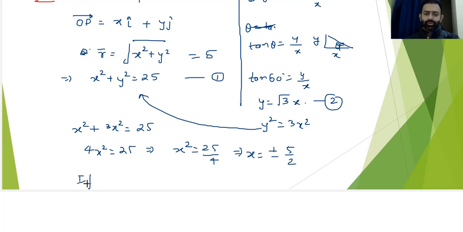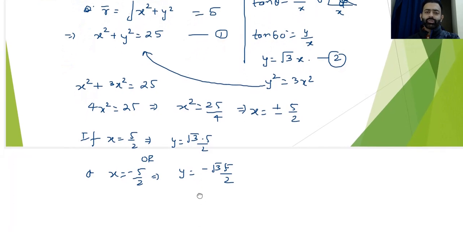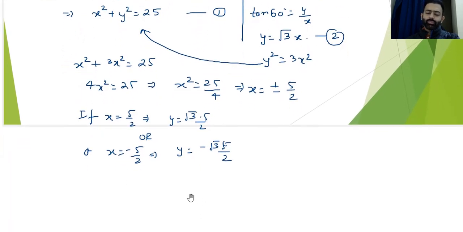So if x is 5 by 2, that means y is root 3 into 5 by 2, right? Or x is negative, that means y is also minus root 3 into 5 by 2. Okay, now what values of x and y should I choose? There are 4 possible combinations. What should I choose? That will be decided by the angle. So again we have to revisit the diagram.